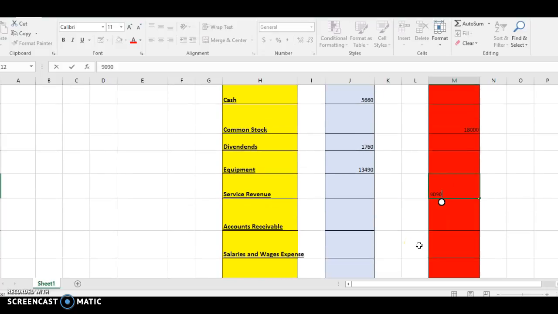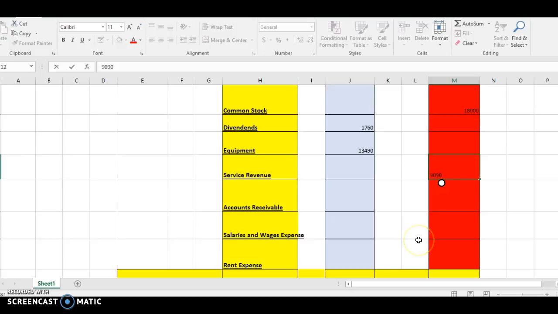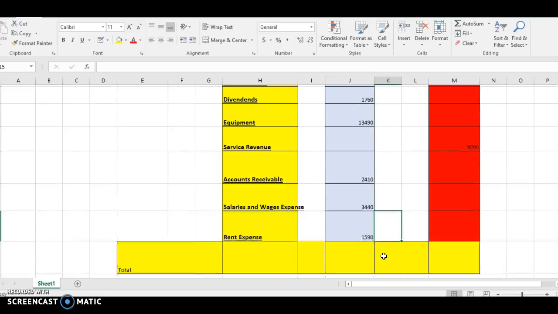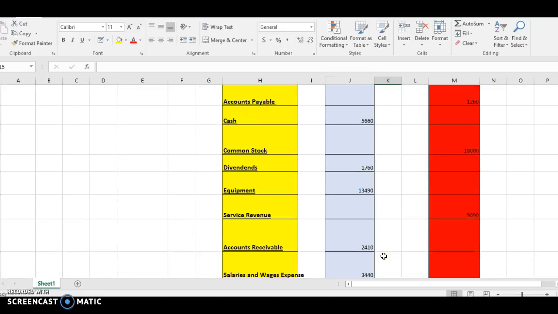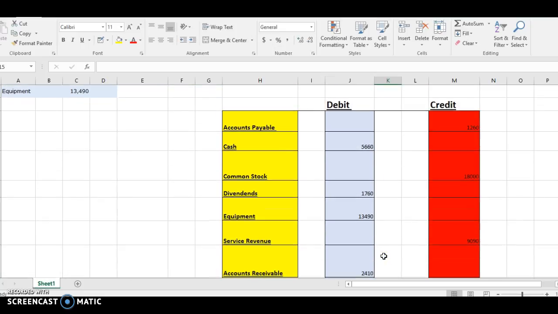and accounts receivable, we see that it is a debit, so it is $2,410. And salaries and wages expense, we see that it is also a debit at $3,440, and rent expense is a debit at $1,590. Okay, so over here, let's start with the easy one, go over on the credit.